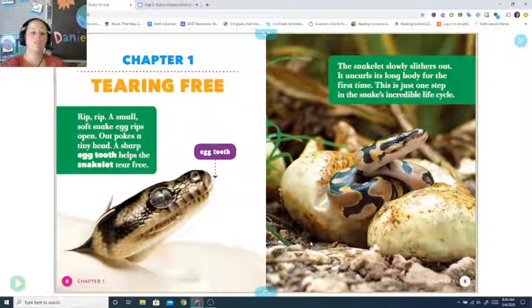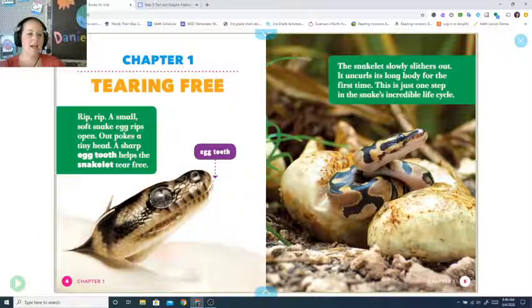Okay, so let's read through the story. It says, Rip, rip, a small soft snake egg rips open. Out pokes a tiny head. A sharp egg tooth helps the snakelet tear free. Ooh, I see another text feature that I didn't notice before.